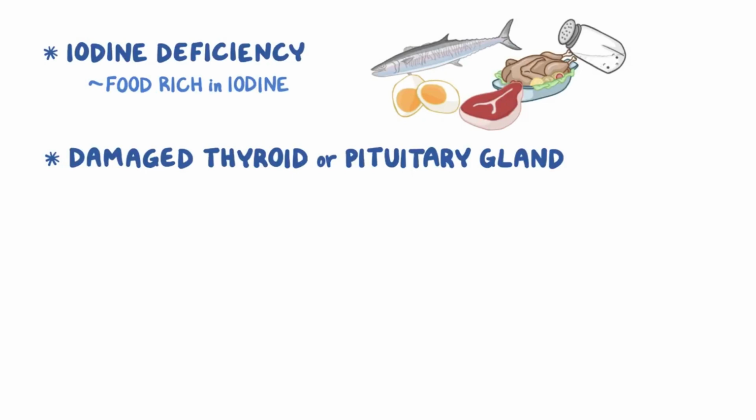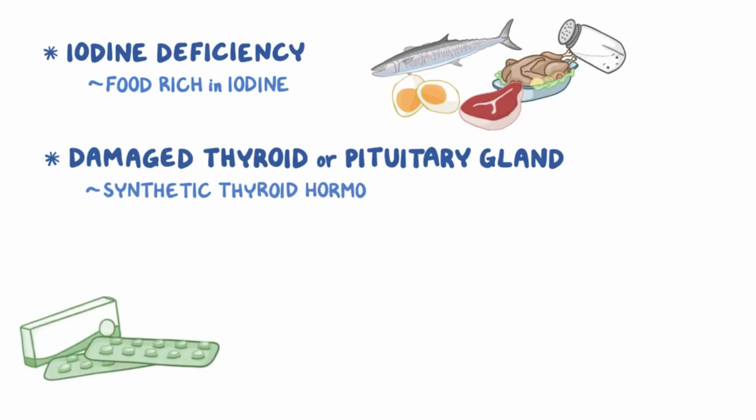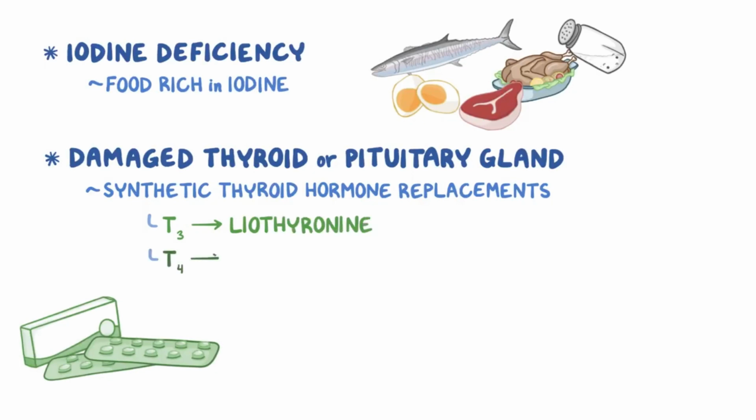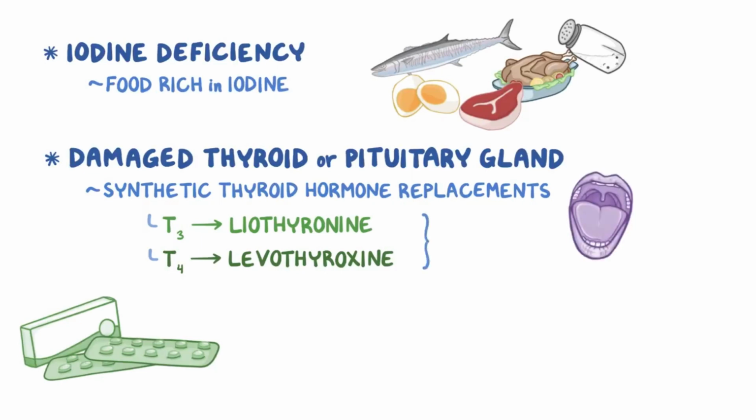regulates it, the treatment of choice is to give synthetic thyroid hormone replacements, or thyroid hormone replacement therapy. Now, the synthetic hormone that's similar to T3 is called liothyronine, and the one that's similar to T4 is called levothyroxine. Both liothyronine and levothyroxine are usually given perorally, but can also be given via the intravenous route.